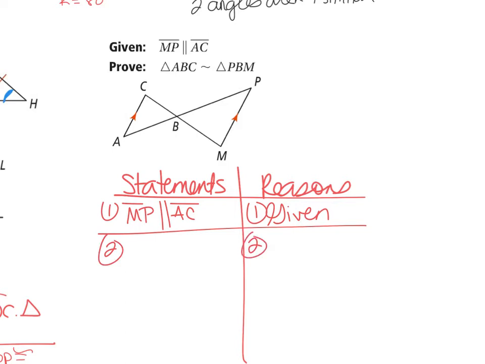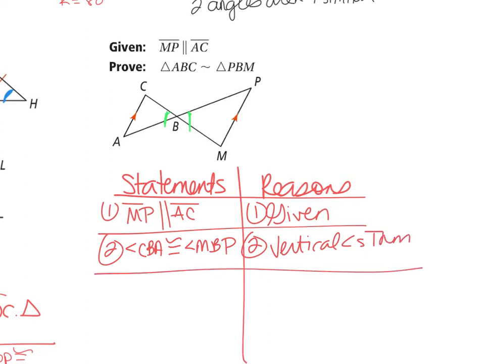Okay, so now what else do you see about this? We need two angles. Well, I can see right off the bat these vertical angles right here, right? So let's say angle CBA is congruent with angle MBP. And why? Because of the vertical angles theorem. Okay, we've got one angle down. We just need one more. Any ideas?